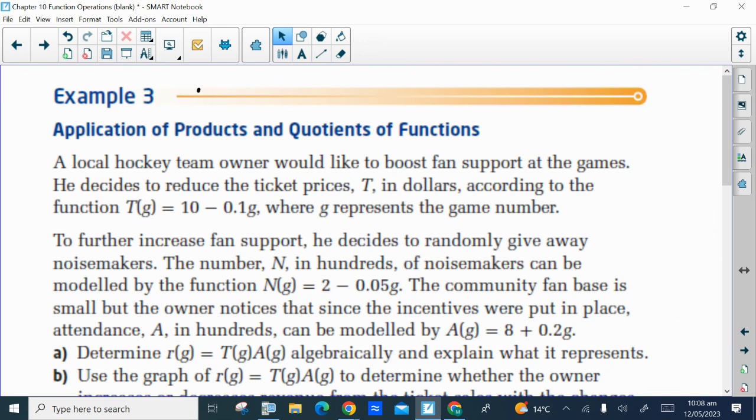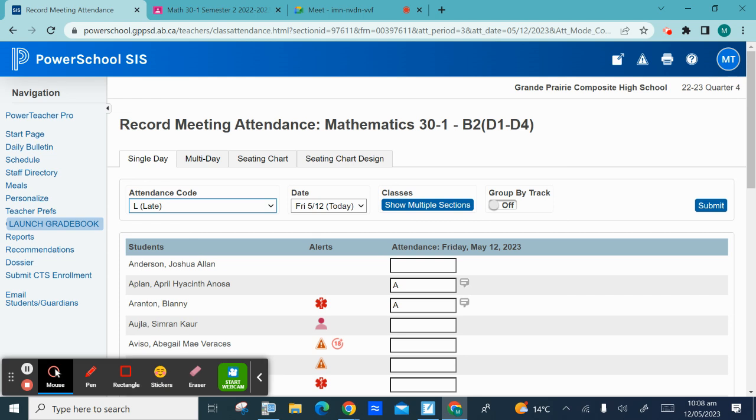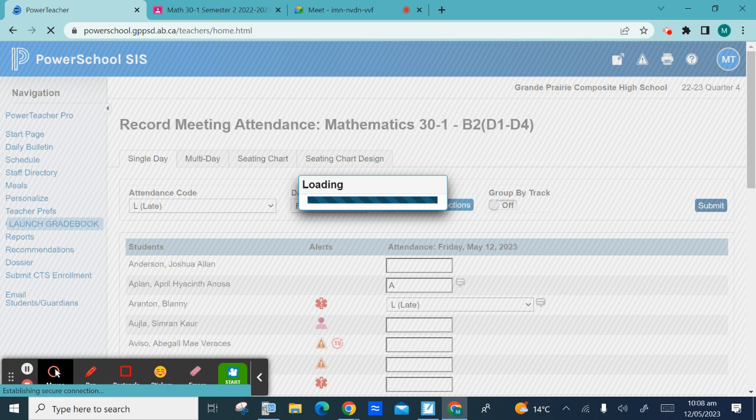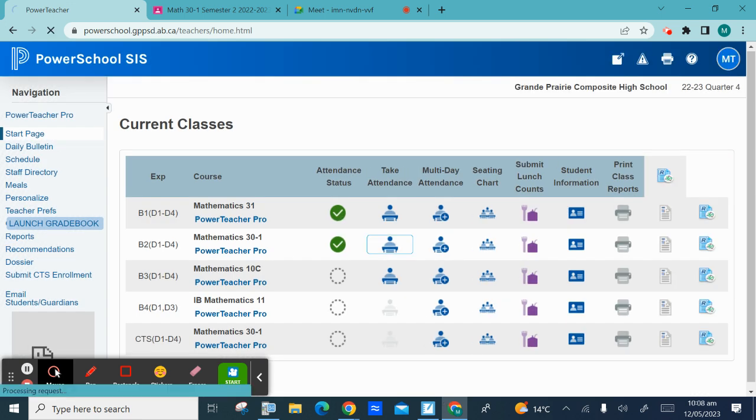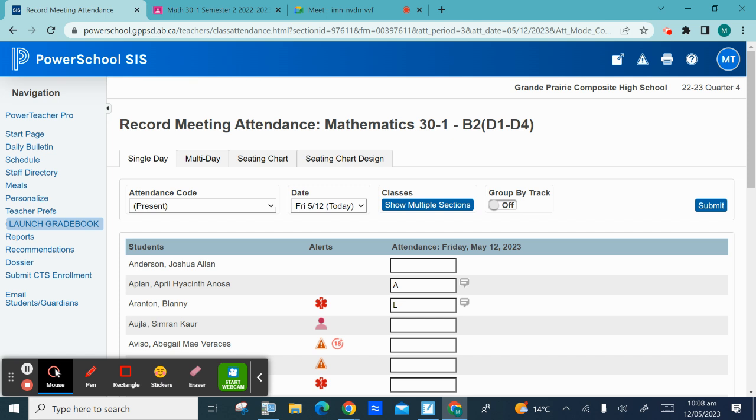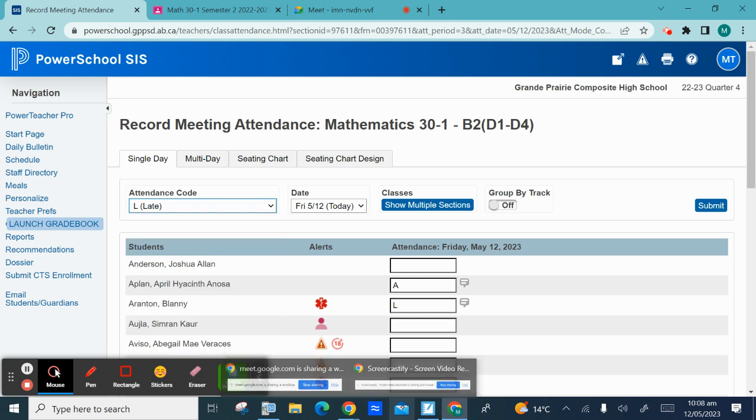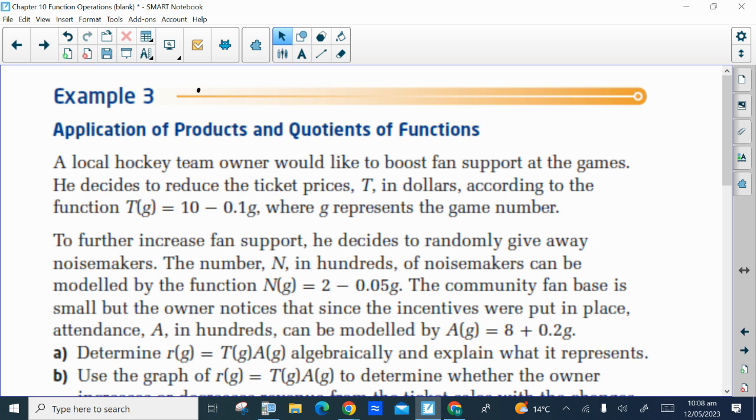So we've been talking about putting functions together by adding, subtracting, multiplying, dividing. So we'll just look at a few applications of this. So this first example says a local hockey team owner would like to boost fan support at games.